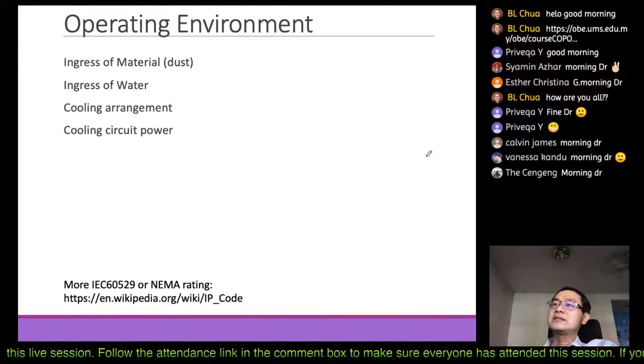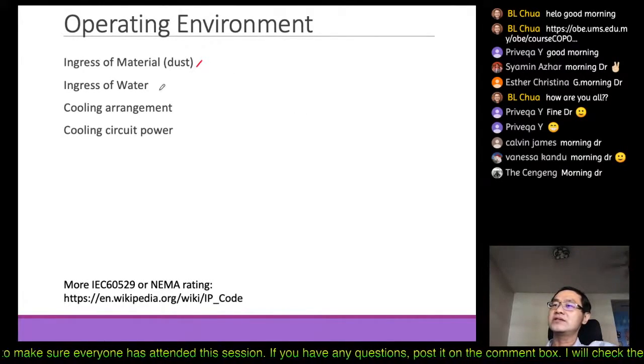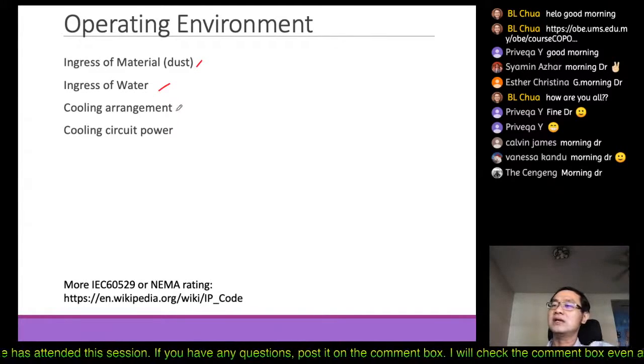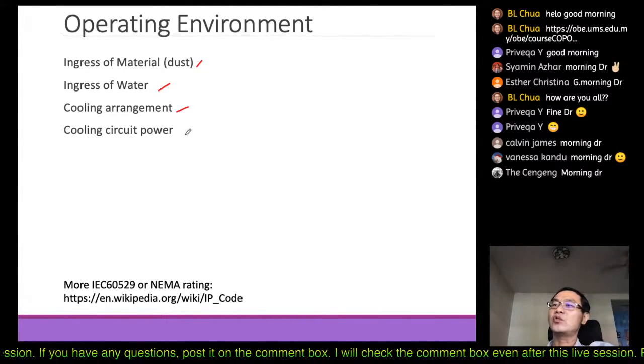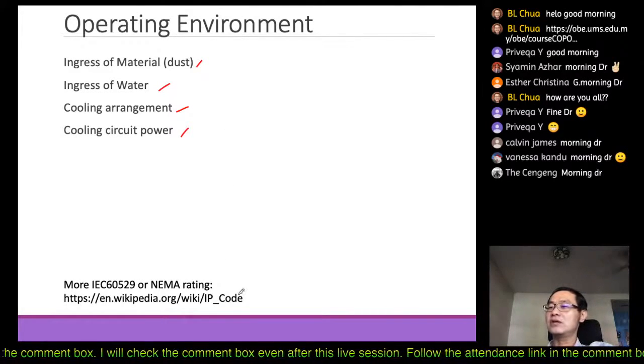Then also this is the operating environment, as we have gone through previously, the ingress of materials, water. Then also some of the motors require cooling arrangement and cooling circuit power, right? So you can refer to this.